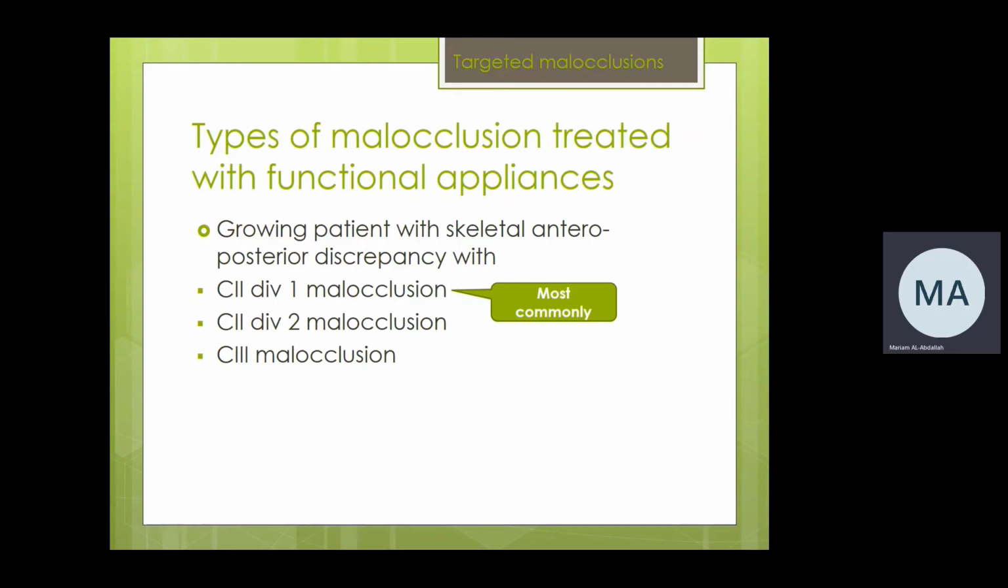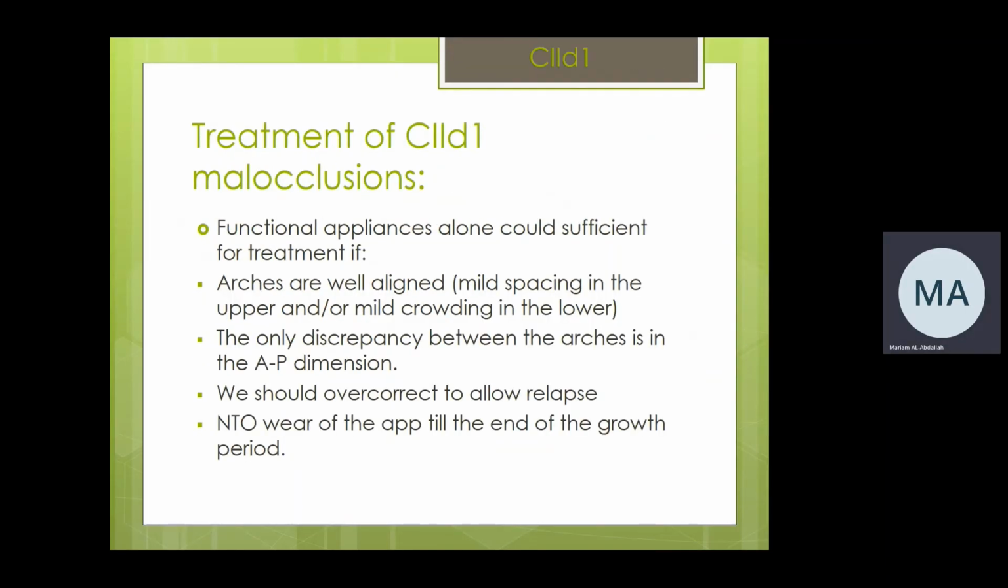appliance. In a class 3 malocclusion, the scientific evidence would say that the growth modification using functional appliances is minimal. And the correction of such malocclusion is mainly related to dental movement rather than growth modification. Okay? So the main and the most common malocclusion that we use functional appliance for is the class 2 division 1 malocclusion. Now, are there certain cases where we can use functional appliance alone as a single stage of treatment? Yes, we can. We can have some cases where we use functional appliances alone.